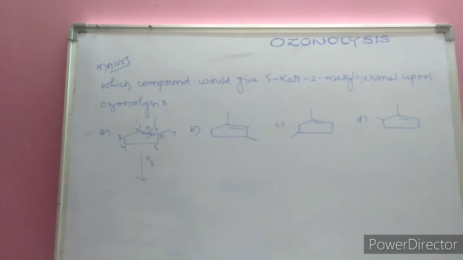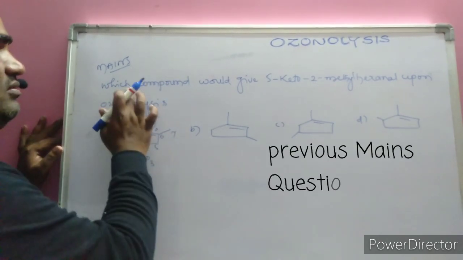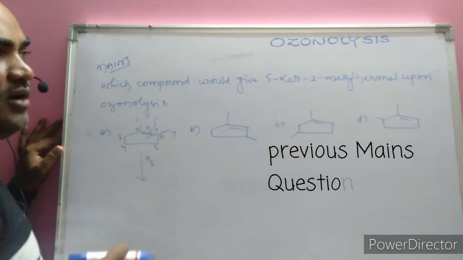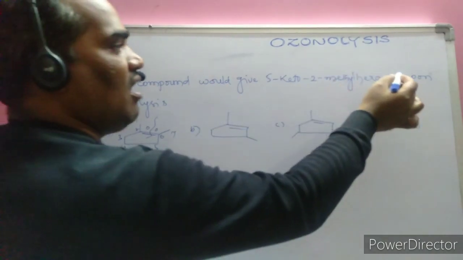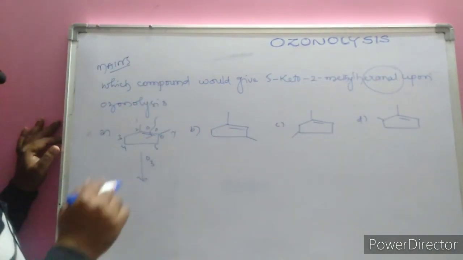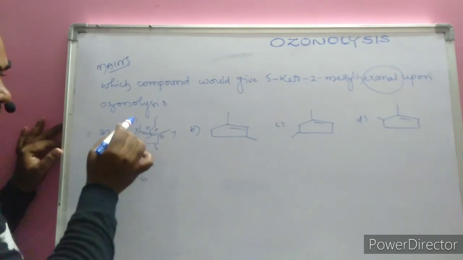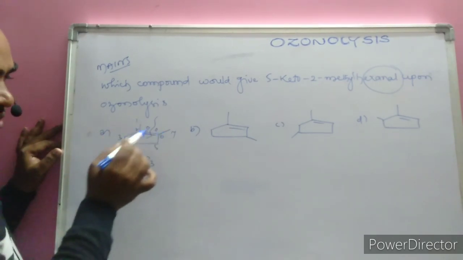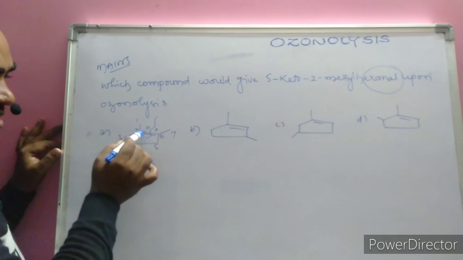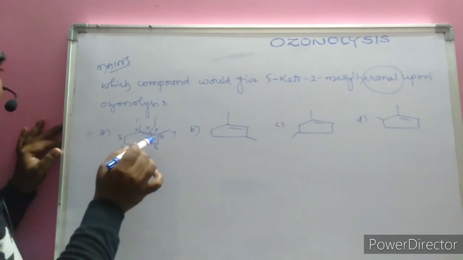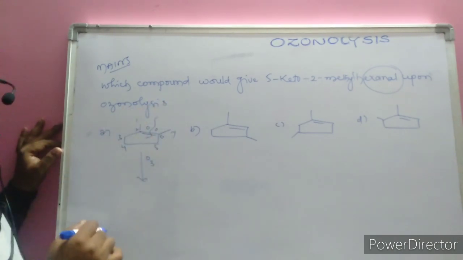This is a previous question asked in IIT Mains. Which compound would give 5-keto 2-methyl hexane aldehyde? Where is it obtained? As far as the first option is concerned, 1, 2, 3, 4, 5, 6. The double bond is at the second and sixth positions. 2,6-hexane diol will come.